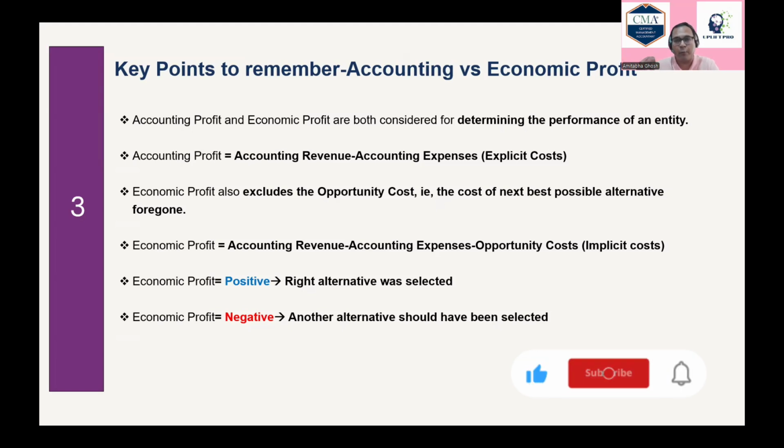And we say opportunity cost is the cost of the next best possible alternative foregone. Now, how we are computing the economic profit is accounting revenue minus the accounting expenses minus the opportunity cost, that is the implicit cost.